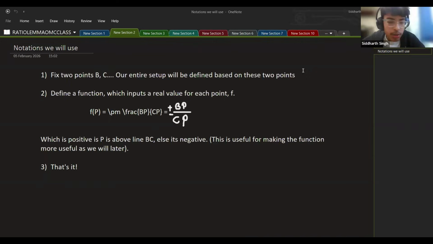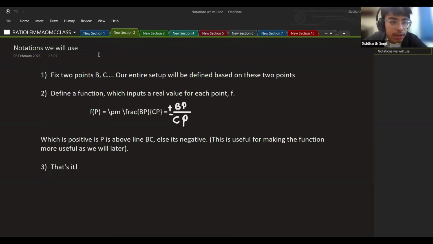Okay, people, today we are going to be doing ratio lemma. Now, ratio lemma is a pretty niche topic in Olympiad geometry, but we still use it. Why? Because of its interconvertibility. Okay, so first of all, let's just go through the entire theory. It's really not that much.